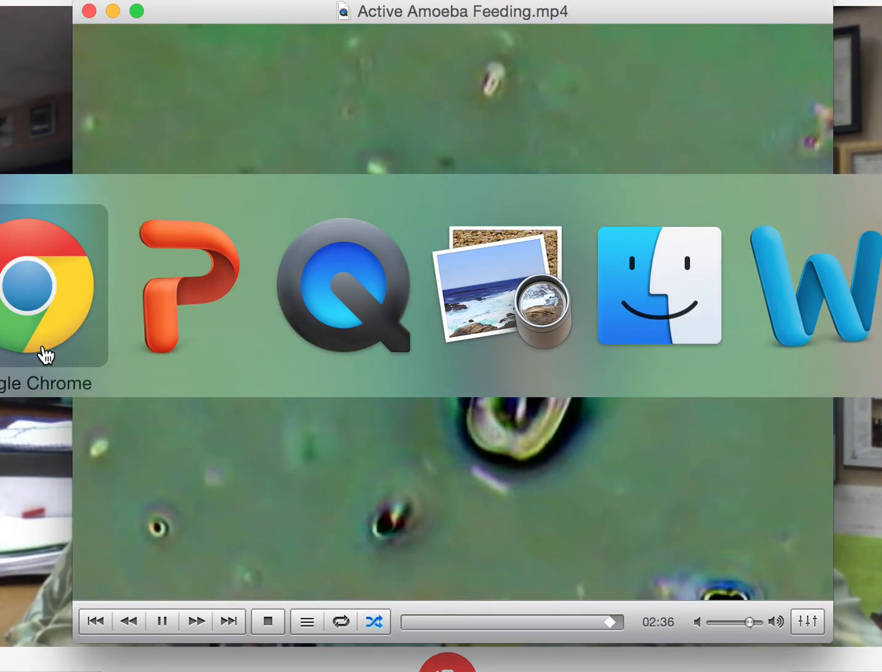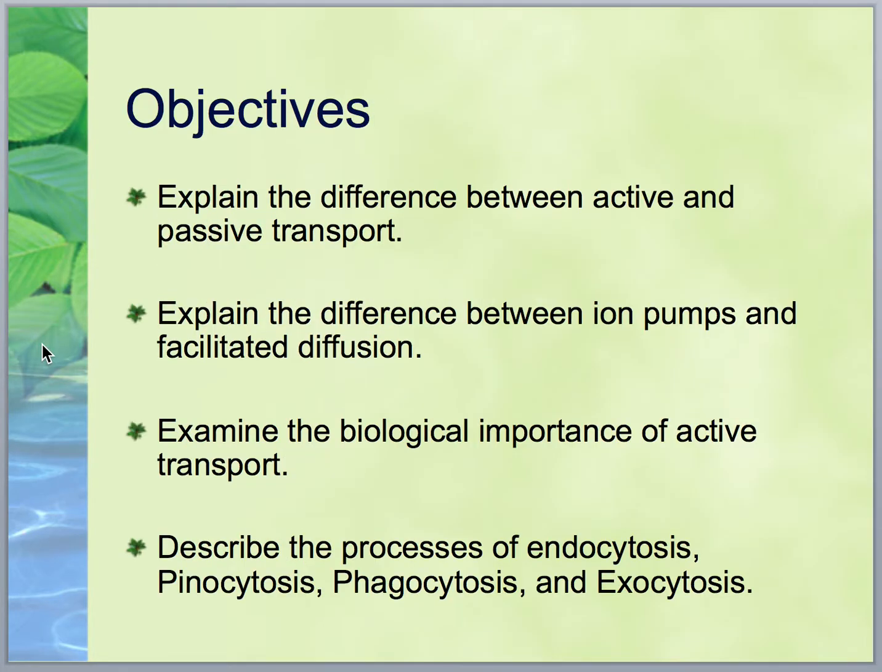So, as you can see here, because we're changing the shape of the membrane, I mean, we're basically changing the shape of the cell, that's obviously going to require energy. That makes sense, right? So these types of transport will require the cell to spend a little capital. It's going to spend a little energy. All right? So, let's take a look at our objectives.